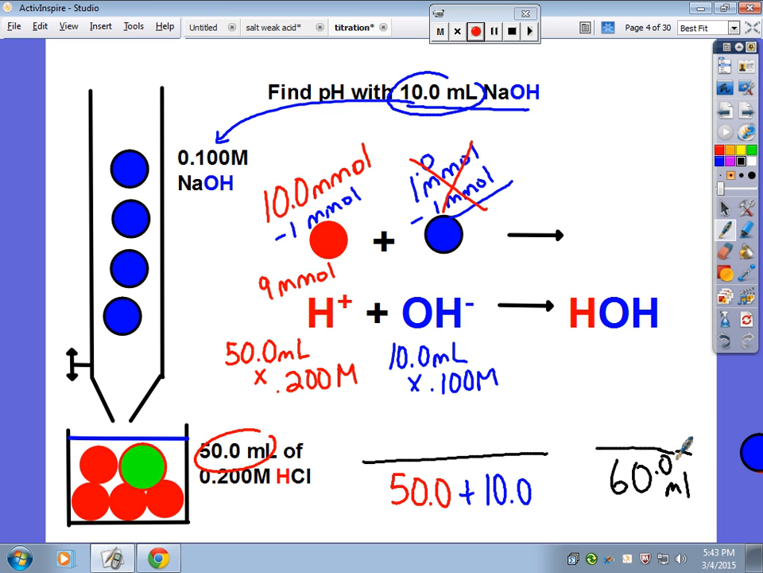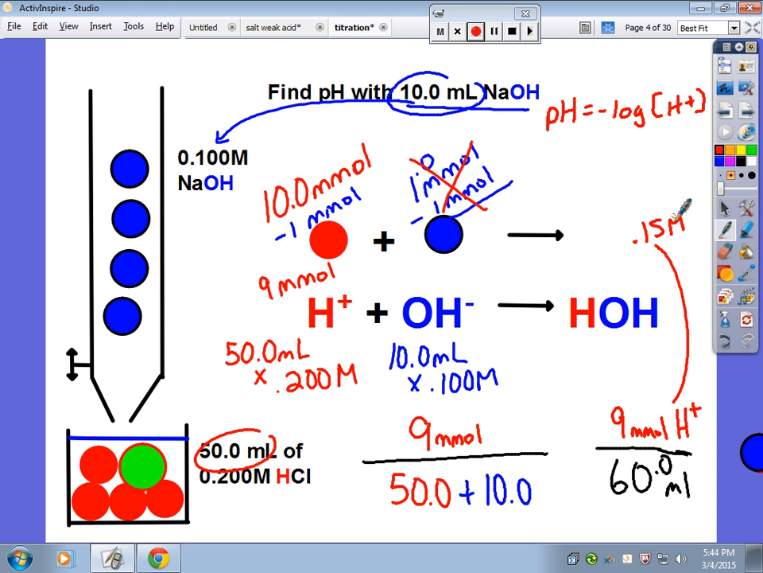Now, how many little circles do I have left? Well, what did we do? We dropped 1 blue circle into a container that had 10 little red circles, so we have 9 little millimoles left. And what happens when you have 9 millimoles of hydrogen ions over 60 milliliters? That means you have a 0.15 molarity. And what's pH? Negative log of my hydrogen ion concentration. So I'm going to do the negative log of my 0.15 molar, and I'm going to come up with a pH of 0.82.